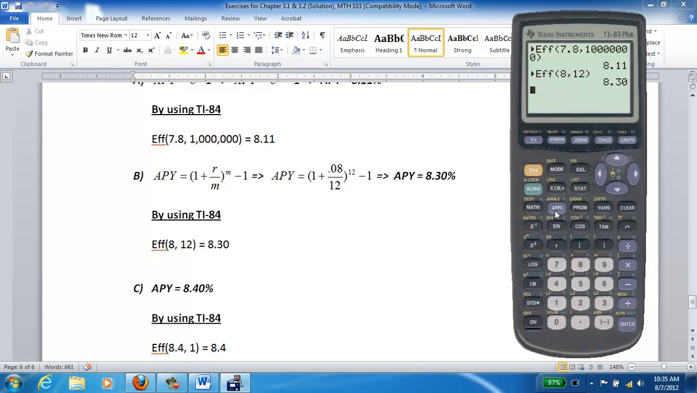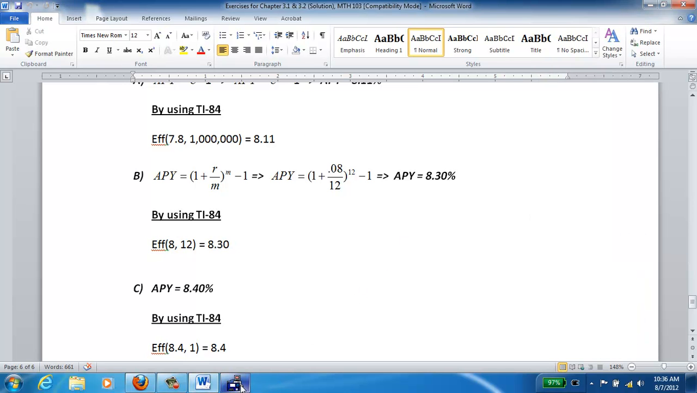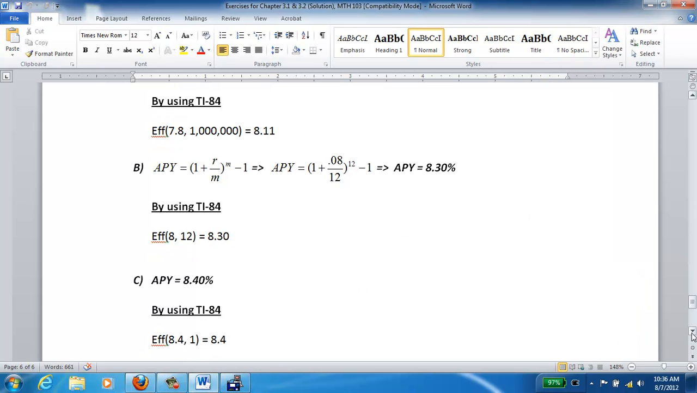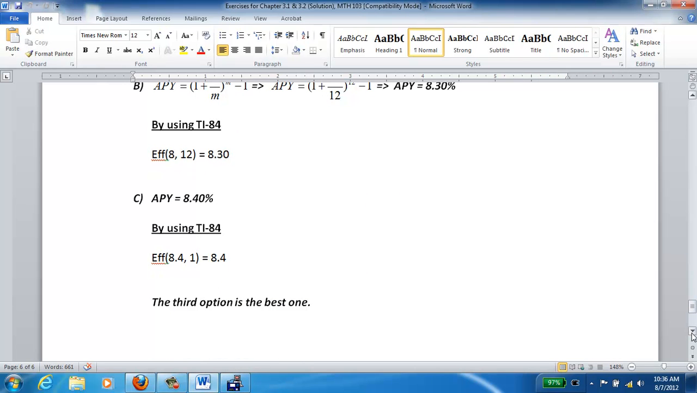Let's do the same step for the last one. Applications, Finance, we go to letter C, and this is annually. So it's 8.4, 1, which is going to be 8.4. Enter. So the highest one and the best one will be the third option: 8.11, 8.13, 8.40. As a result, as you can see, the third option is the best one.